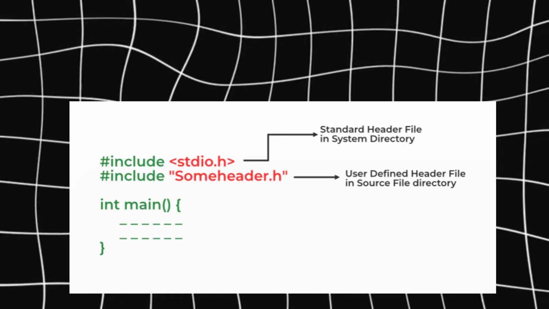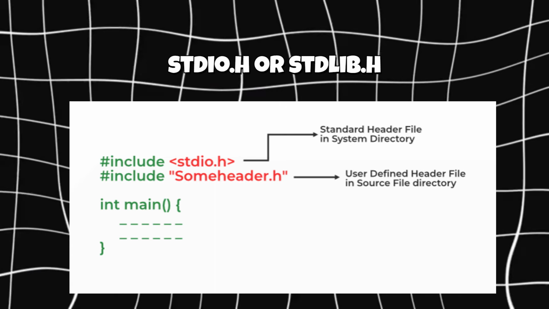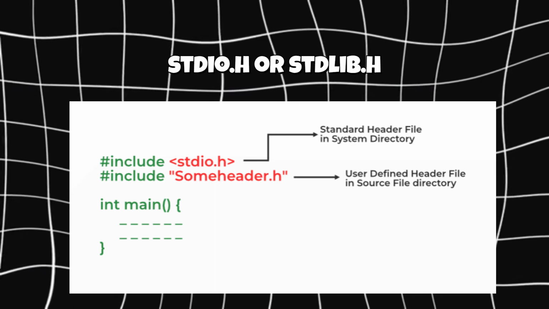Header files. C uses .h header files like stdio.h or stdlib.h to include functions. This method works fine but is older and less flexible. C++ supports both .h and .hpp files and uses modern headers like iostream. It also has better code organization and namespaces.